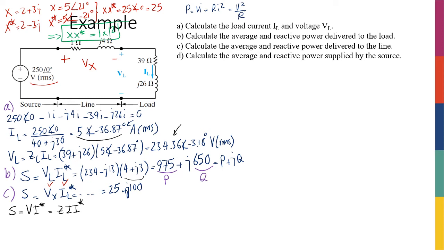So based on the above, I can say that ZI times I conjugate is going to be Z times the magnitude of I squared. Okay, and then knowing that Z is equal to R plus jX, I can simplify this to R times the magnitude of I squared plus j times X times the magnitude of I squared. And now I can see that my S is divided into two parts.